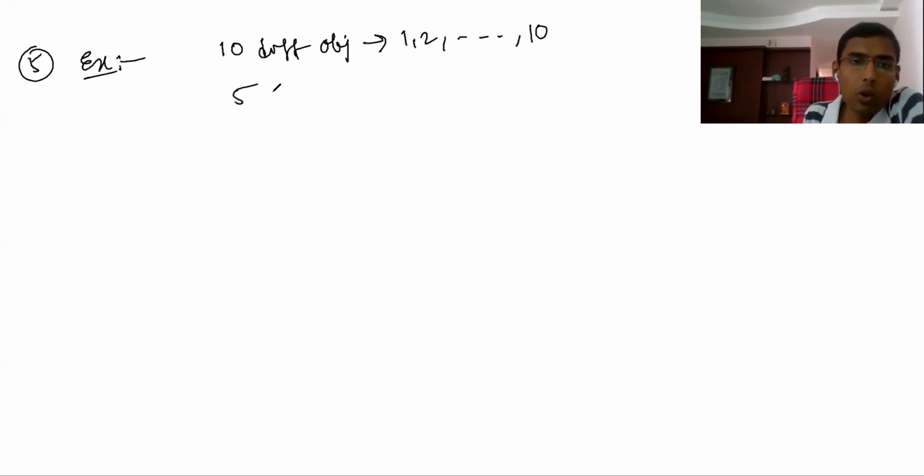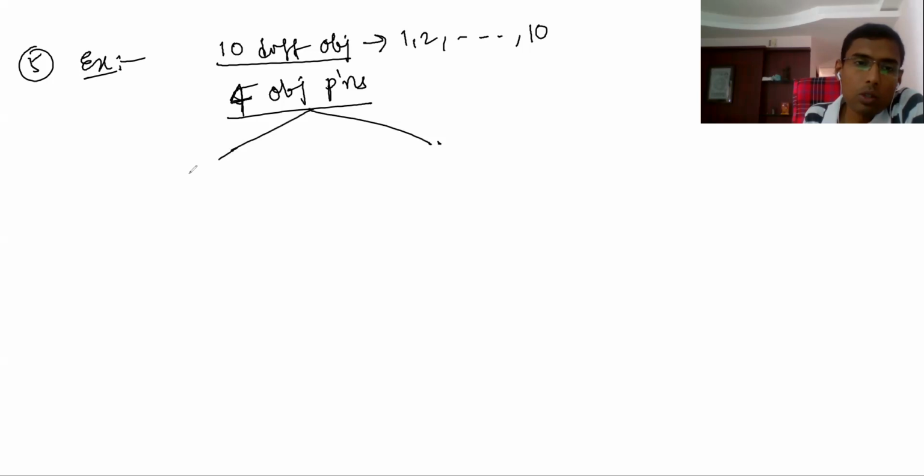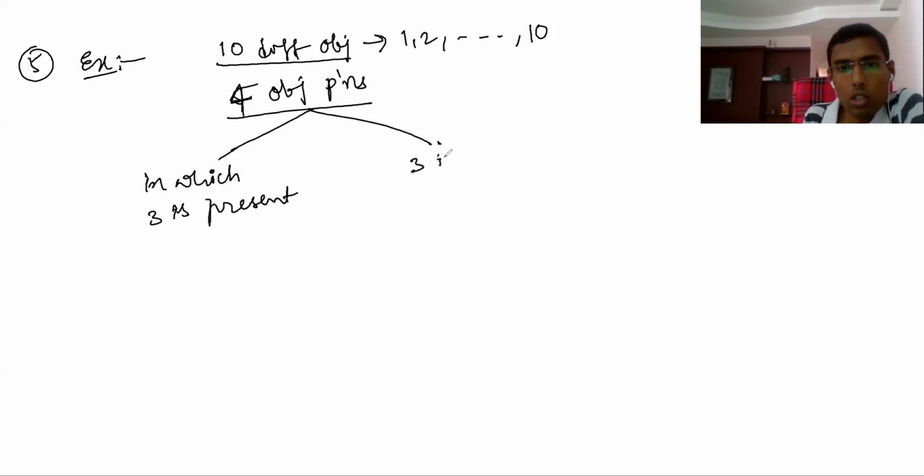Now what I want is 4-object permutations. 10 different objects are there, in which 4-object permutations I want. So these 4-object permutations are of 2 types. What are those 2 types? 4-object permutations in which 3 is always present, that means number 3 is always present, and 3 is always absent. Please understand this properly.